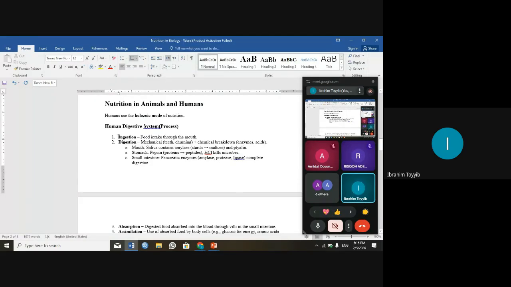So ingestion is the first process. The second process is digestion, and we have mechanical digestion. That one happens in the mouth by our teeth. When you put a piece of yam in your mouth, you ingest it. You cannot just swallow it like that. You have to chew it, break it down with your teeth. It will now mix with saliva.